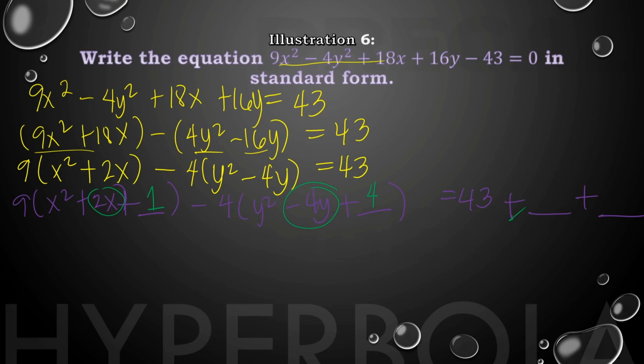So, dito sa kabilang side, yung 1 na inadd natin dito, multiply natin yun by 9. So, 1 times 9 is 9. And then, yung 4 na inadd natin dito, yung third term, multiply natin to by negative 4. So, magiging 4 times negative 4 is negative 16. So, dapat ito ay minus.